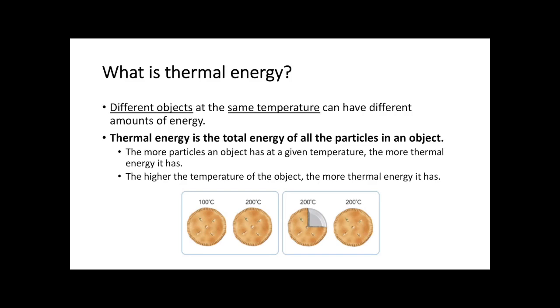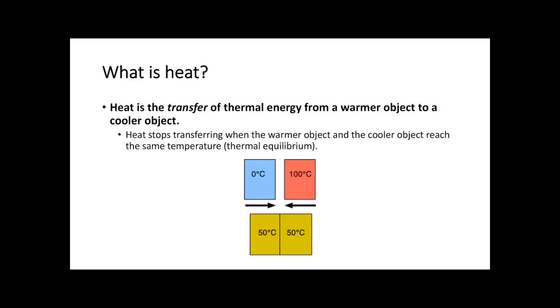That's the example that we see here down below, where we see the 4 different pies: one at 100 degrees Celsius, one at 200 degrees Celsius, one at 200 degrees Celsius partially eaten, one at 200 degrees Celsius completely intact. All right, so on the figure on the left, as we're comparing the 100 and the 200 degrees Celsius, they are both intact pies, but the 200 degrees Celsius one is the one that has more thermal energy because it has more particles. And then with the right side, the 200 degrees Celsius that is intact has more thermal energy.